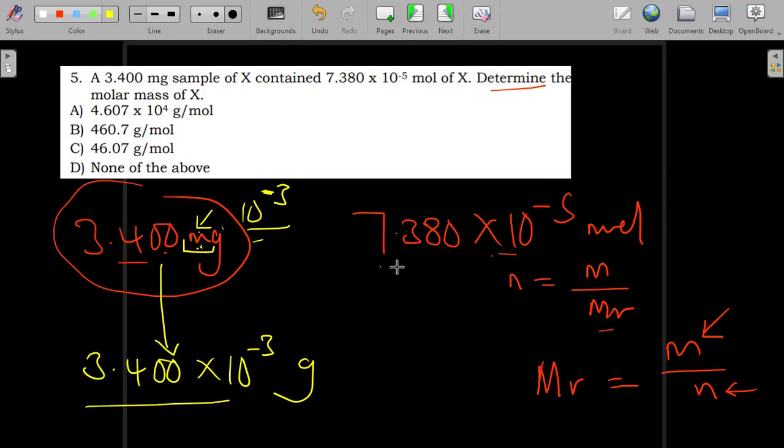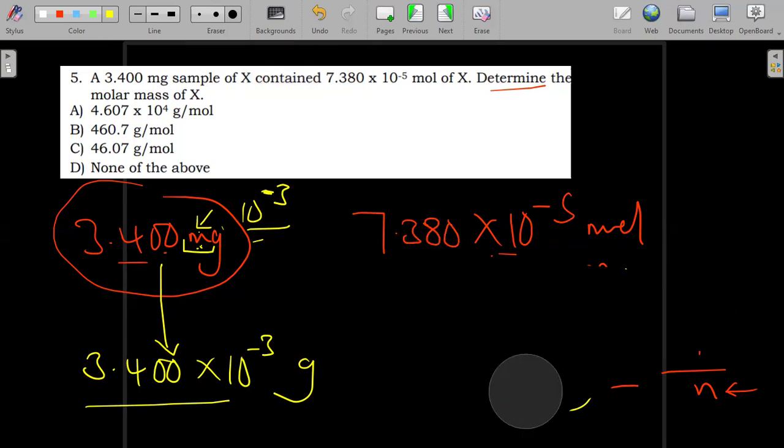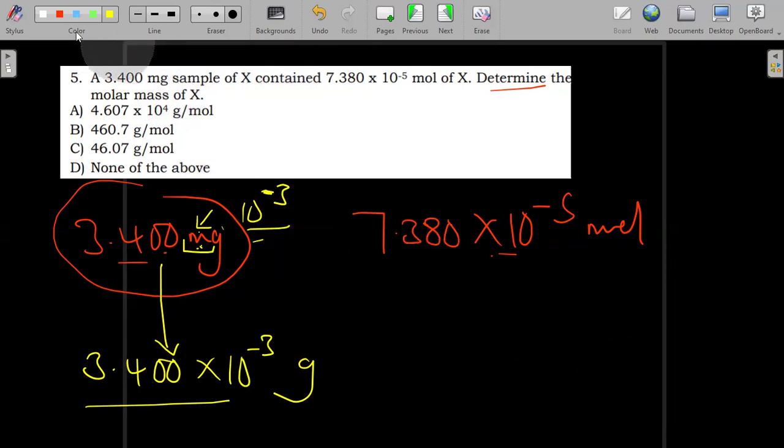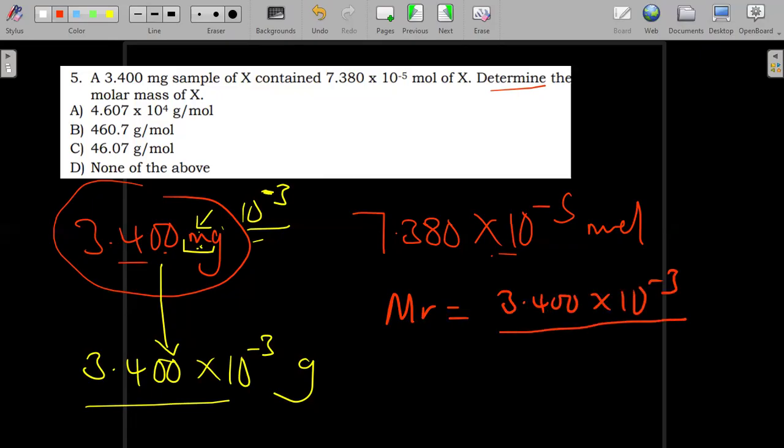So now we also have the moles. To find the molar mass, we can just divide those two. Let's find the molar mass now. Molar mass is equal to the mass, 3.400 times 10 to the power minus 3, divided by the moles, which is 7.380 times 10 to the power minus 5.